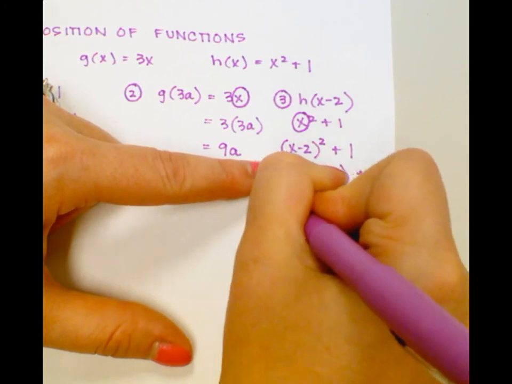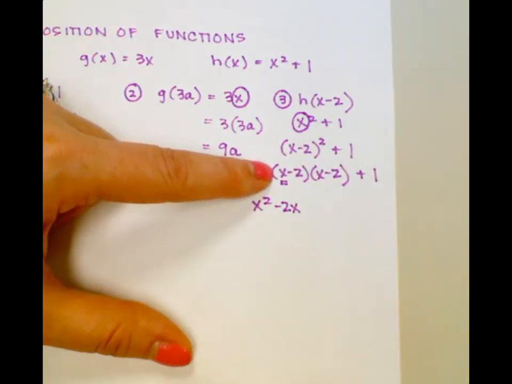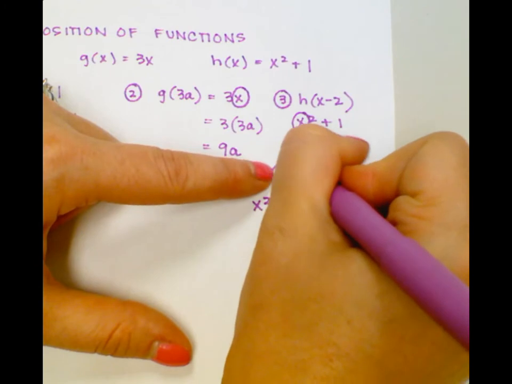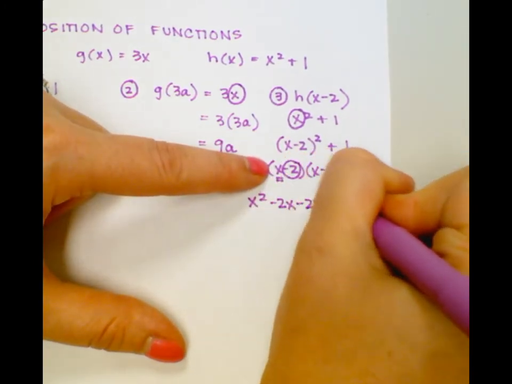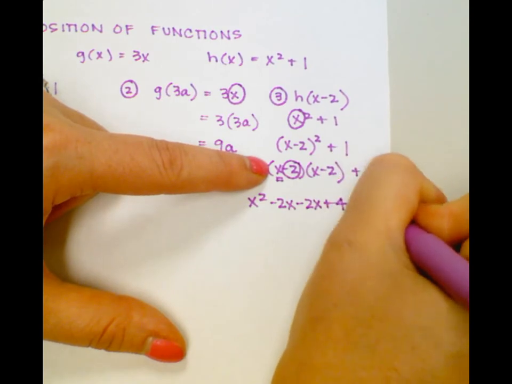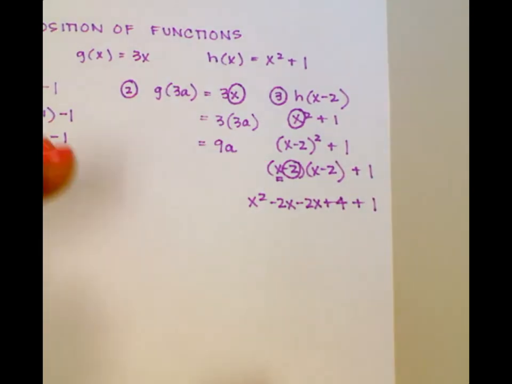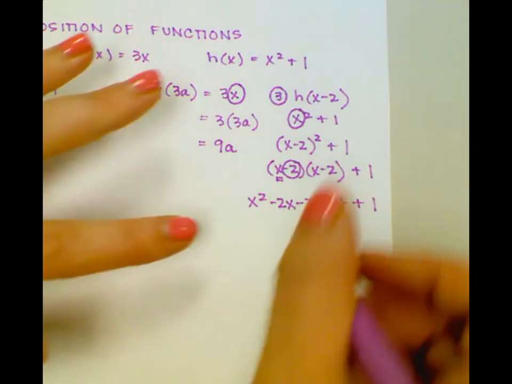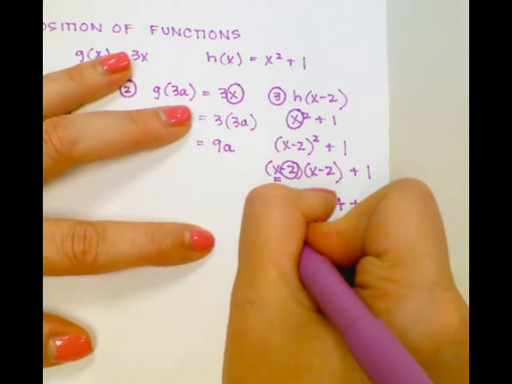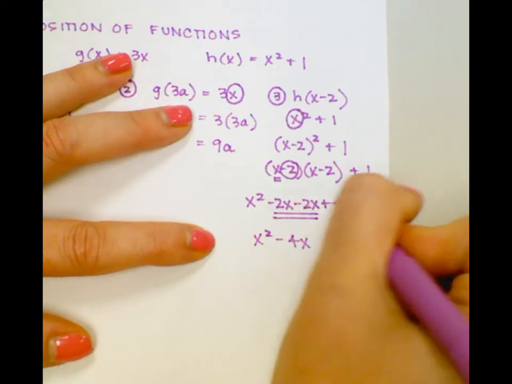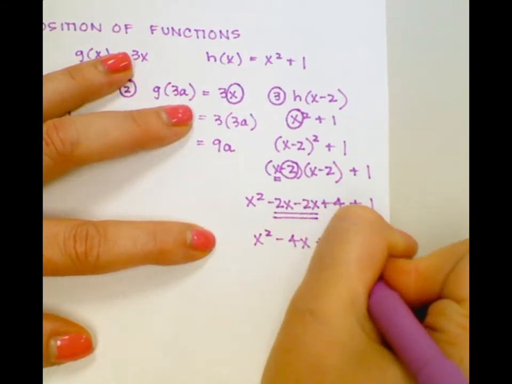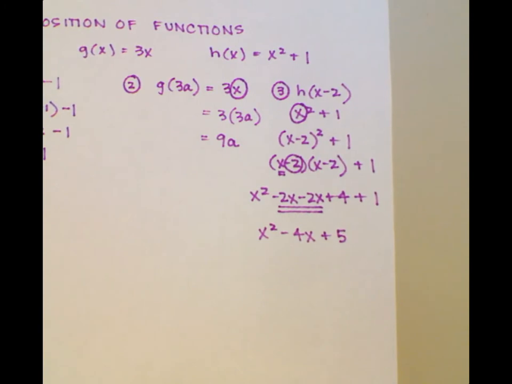x times negative 2. Then I'm going to take this negative 2 and do the same thing. Negative 2 times x, negative 2 times negative 2. I still have the plus 1. Now all I need to do is simplify this and I'm done. So these two negative 2x's need to go together, negative 4x, and then 4 and 1 is 5. And there it is. So that one is the hardest because you had to do a little distributive property.